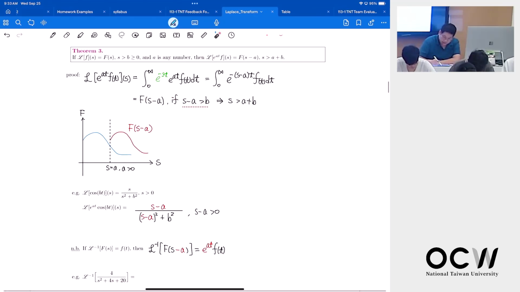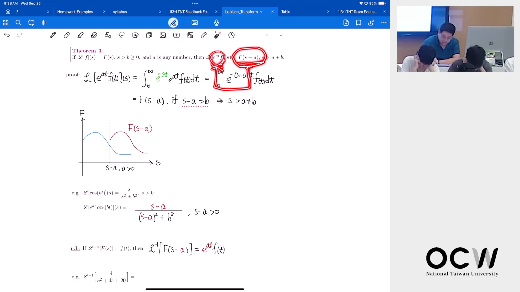Okay, it's just like a dual. If you have a Laplace transform of the exponential times your function, then you have a shift. Then if you take the inverse Laplace transform, that will go back to f times your exponential. Okay.